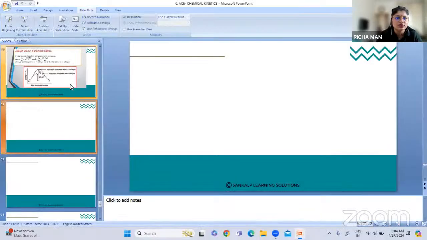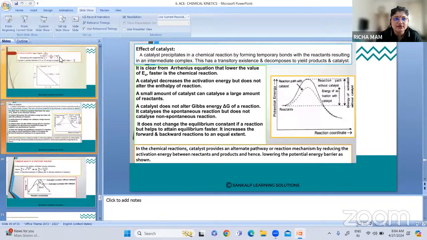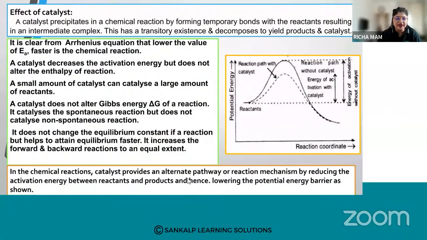Next is the effect of catalyst on rate of reaction. Can anyone tell me what a catalyst is? What is the effect of catalyst on the rate of reaction? It increases the rate of reaction, it accelerates the rate of reaction. Yes, very good. It makes the reaction faster.